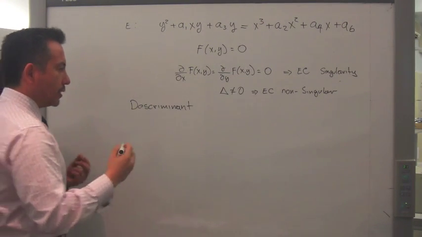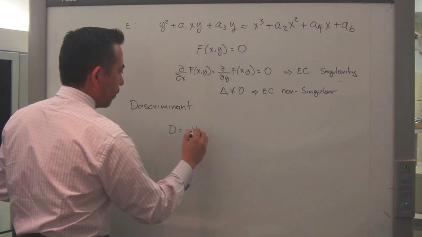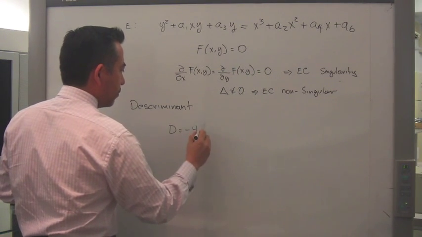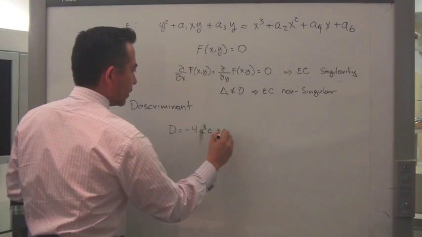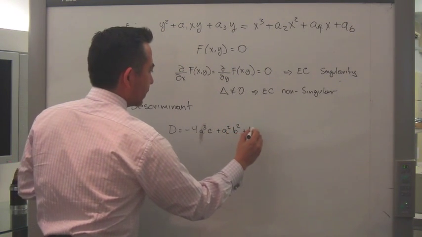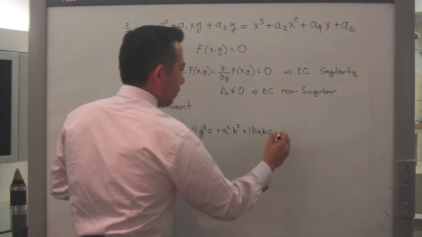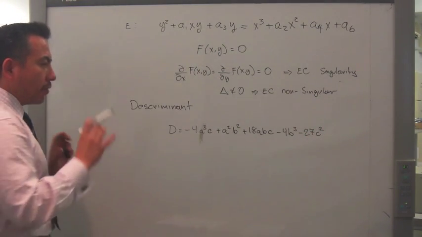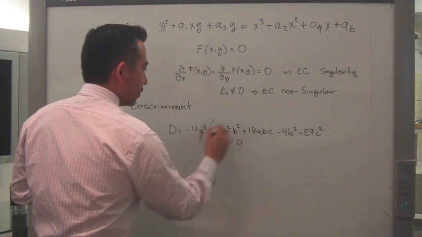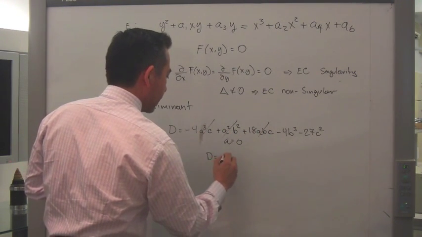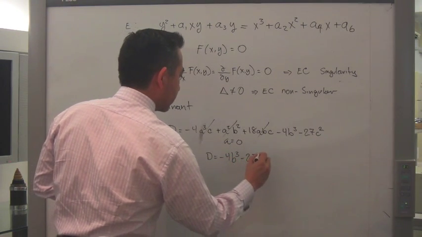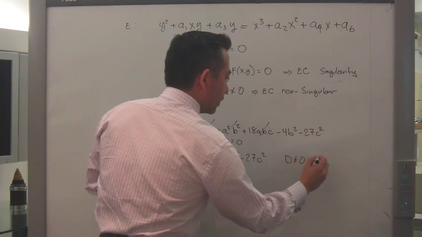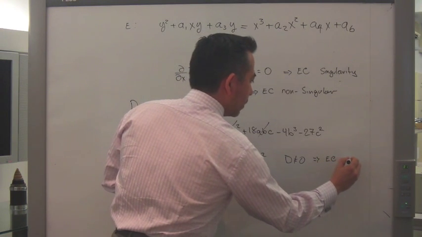It's established by the quantity D equal to negative 4a cubed c plus a squared b squared plus 18abc minus 4b cubed minus 27c squared. Now, if a is equal to 0, these terms are gone, and we have only minus 4b cubed minus 27c squared. If D is different than 0, that means my elliptic curve has non-repeated zeros.